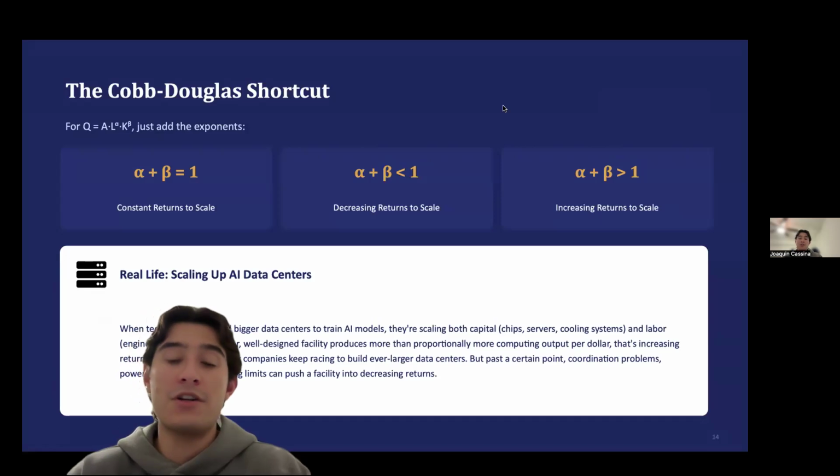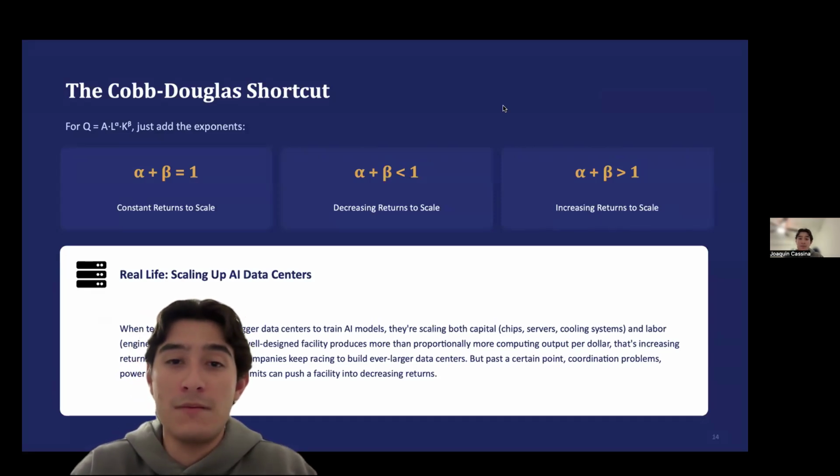For a Cobb-Douglas function specifically, there's a shortcut. Just add up the exponents on labor and capital. If they equal 1, it's constant returns. Less than 1, decreasing returns. Greater than 1, increasing returns.